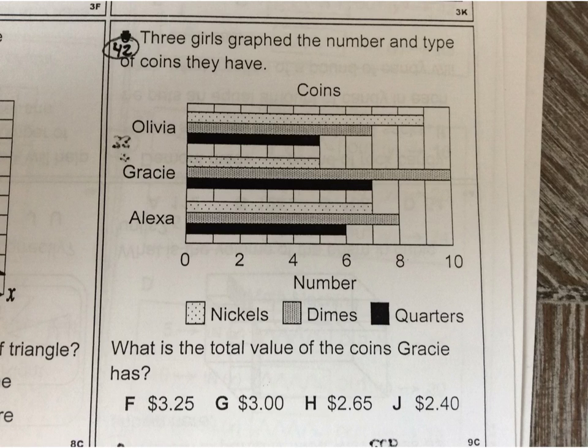Once you get all 3 of those values, you are going to add them up to figure out the total value. Now remember, you need to make sure that you line your decimals up because you are adding numbers with decimals, and that's very important when you're doing that. The answer choices are F is $3.25, G is $3, H is $2.65, and J is $2.40. So what is the total value of the coins Gracie has?